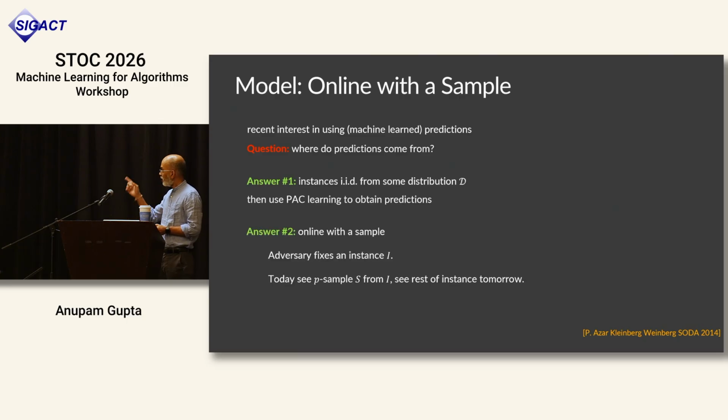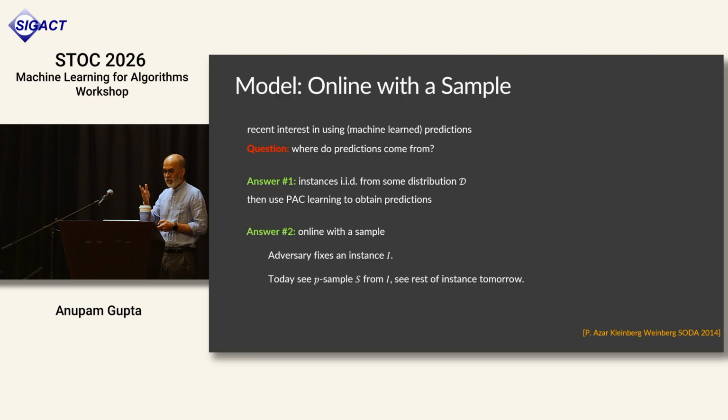Or this model. So let me tell you the model. And this is the first thing, just make sure that you understand: both are perfectly reasonable things to do. I'm just suggesting one way to look at it. It's called online with a sample. The process proceeds as follows. The adversary fixes an input.